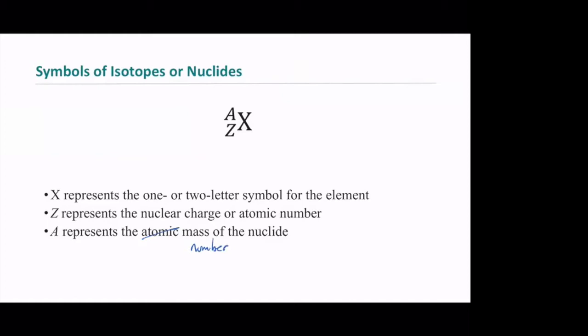It's not really the atomic mass because it's not an atomic mass unit. It's a mass number. And A is basically equal to the number of protons plus the number of neutrons. Okay? So you can easily figure out the number of neutrons, right? By say taking A minus Z.